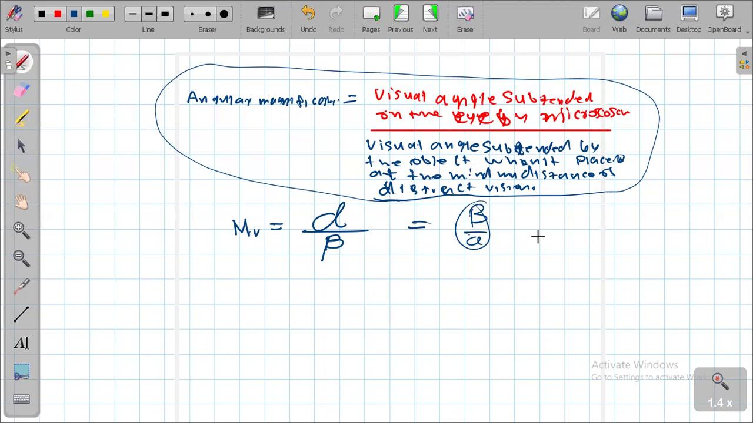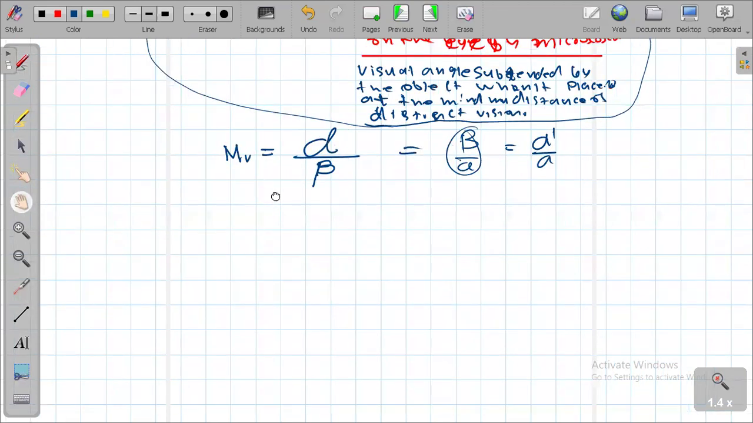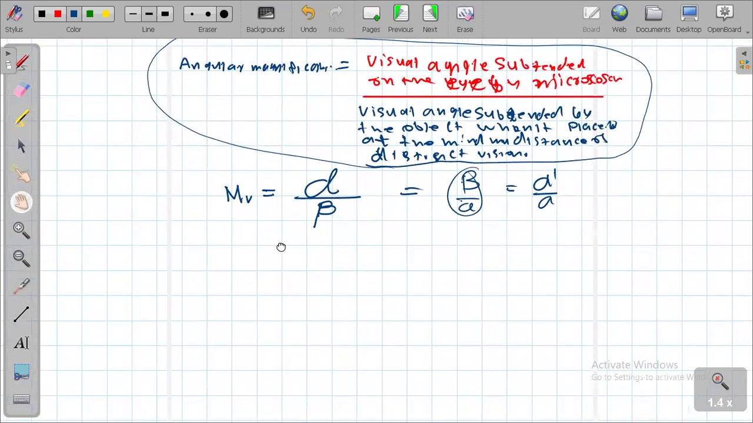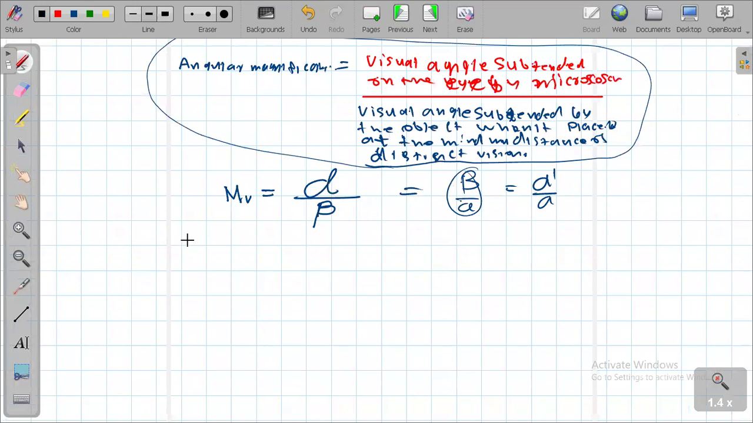Different people may use different ways. So somebody may use alpha dash over alpha. Use whichever one you like. This is only for the microscope. Now write this in a new line. If you are still writing, you can keep writing.